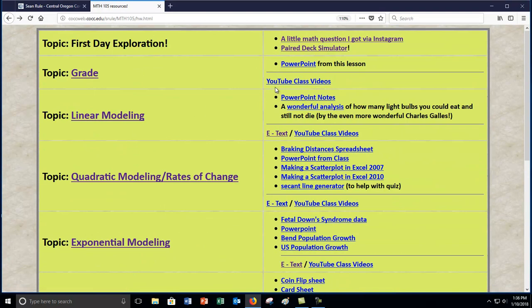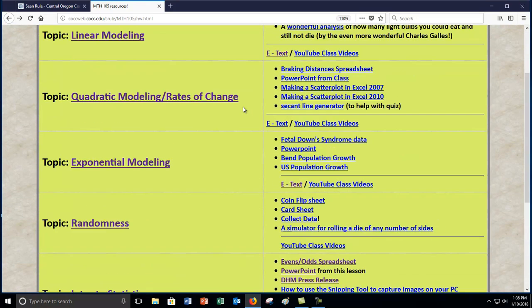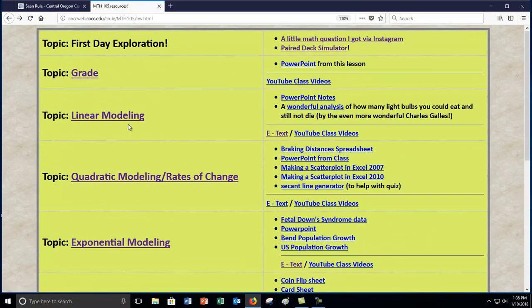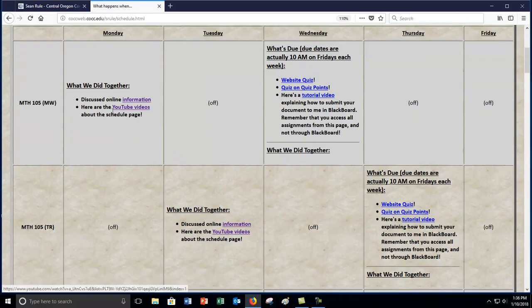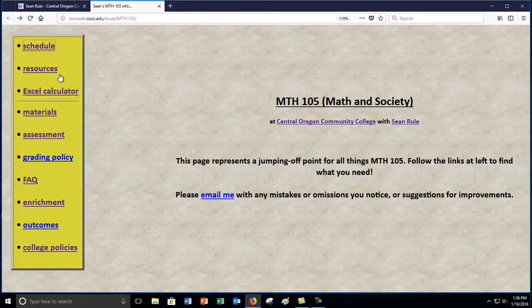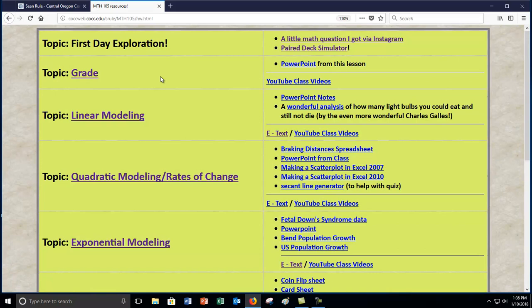Basically this is what you would see on a normal day of class. There's no dates here because I'll put those dates on the schedule page by listing topics. So what we did together, I'll put topic grade or topic linear modeling or something along those lines. So that's basically what is on your resource page. Next up, we'll explore very briefly the Excel calculator.